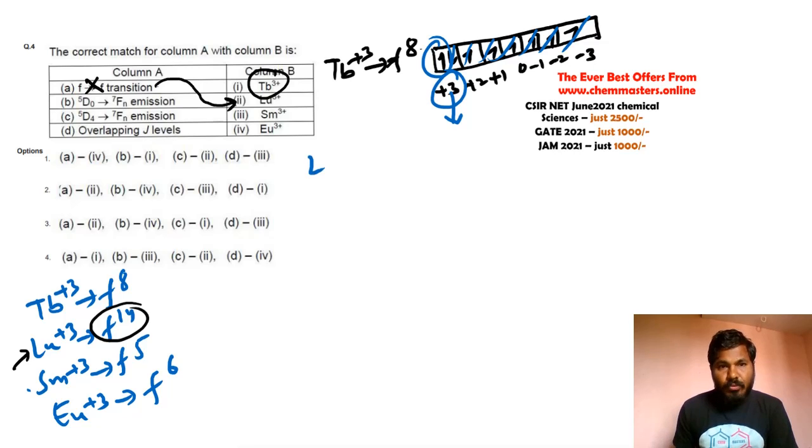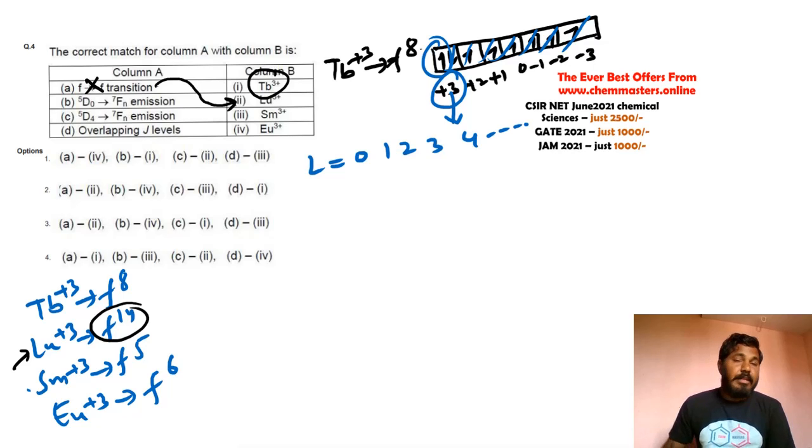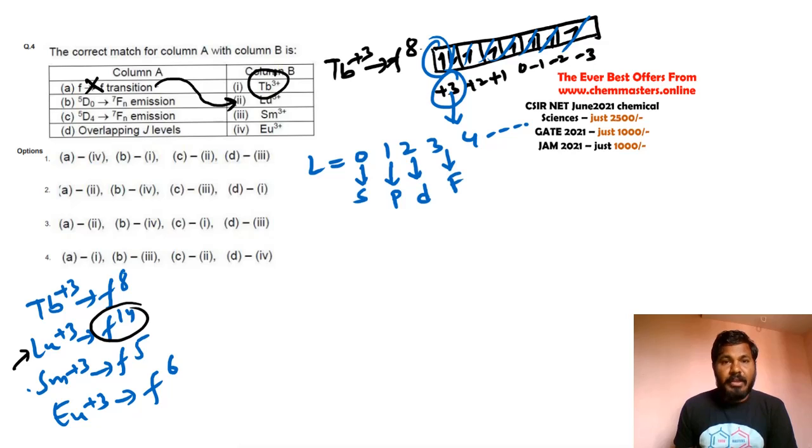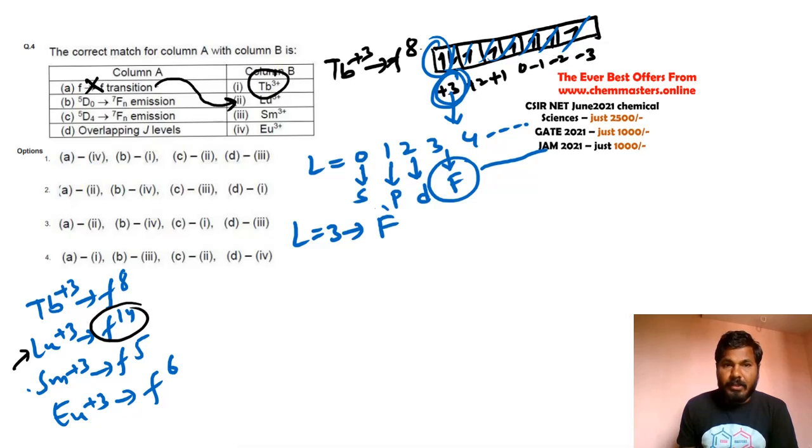Here we know that L values start from 0, 1, 2, 3, 4 and they go on. For L equal to 0 we say S, and if it is 1 we say P. For 2, D, and 3, F, like that it just moves on. Here we have 3, that's why L value equals 3, which is showing the term F.